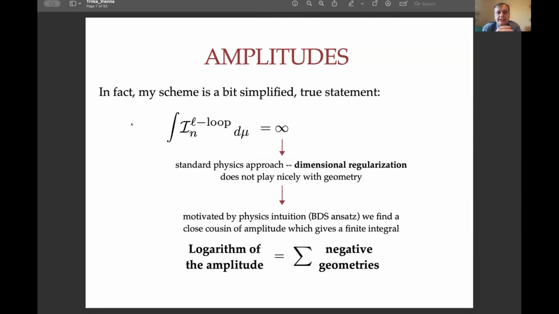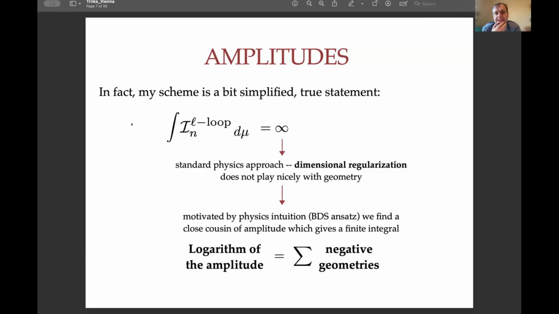Now, in fact, my picture was a little bit simplified, because if we literally do this integral over Minkowski space, we get infinity. There are divergences. The standard approach to regulate it is using dimensional regularization. But this actually doesn't play very nicely with geometry. The definition of this Amplituhedron geometry really relies on the fact that we live in 4 dimensions, not 4 plus 2 epsilon. But we still want to go to the other side. We still want to do the integral and study these functions.